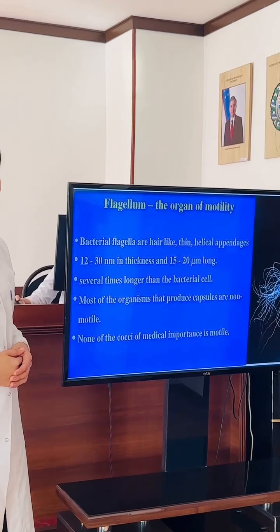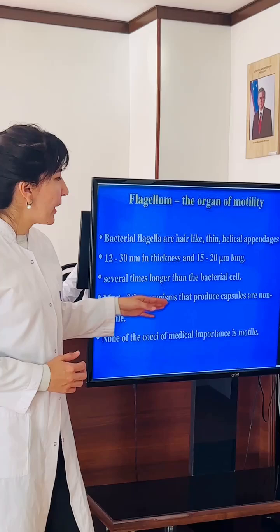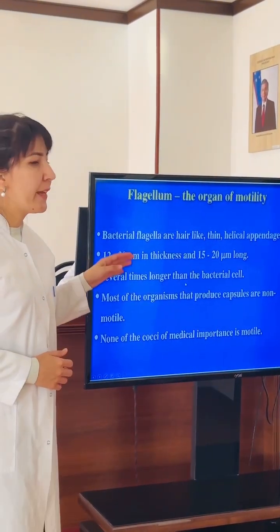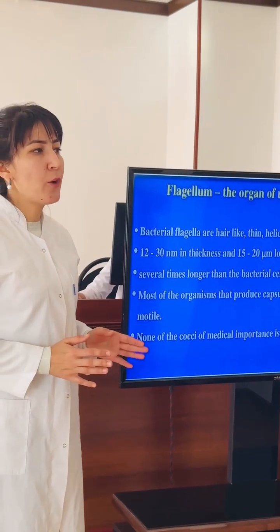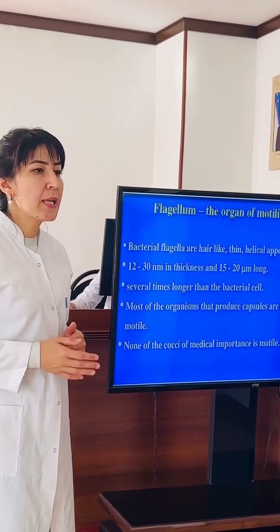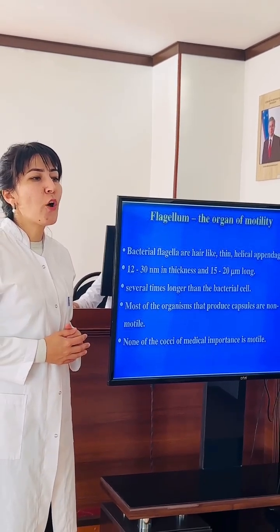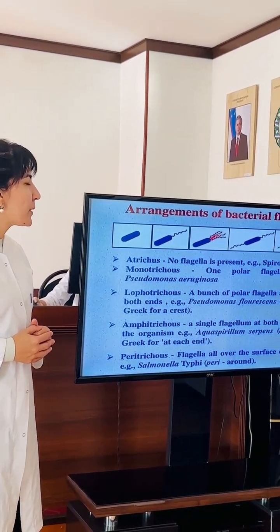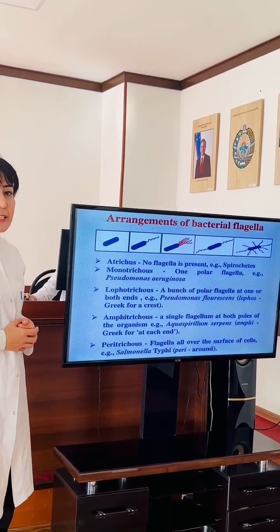Flagellum, the organ of motility, is one of the important organelles for bacteria. We find many types of flagella. Bacterial flagella are hair-like, thin, helical appendages, about 12 or 13 nanometers thick and several times longer than bacterial cells. Most organisms that produce capsules are not motile, and none of the cocci of medical importance is motile. We can see many types of arrangements of flagella in bacteria.